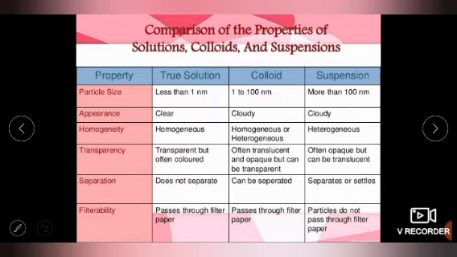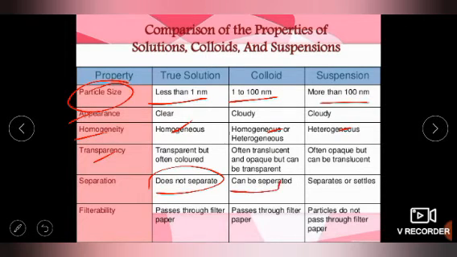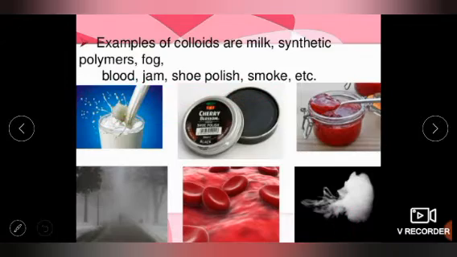If we talk about the comparison of solution, colloid and suspension, it is very simple. First we compare on the basis of particle size: in solution less than 1 nanometer, colloid 1 to 100, and suspension more than 100. Appearance: clear, cloudy. Homogeneity: homogeneous, heterogeneous, and heterogeneous. Transparency: solution is transparent, colloids are translucent, suspensions are opaque. Separation: solution cannot be separated, while colloids and suspensions can be separated. Filterability: solution passes through the filter paper, colloids also pass through the filter paper, but suspensions are not able to pass through the filter paper.